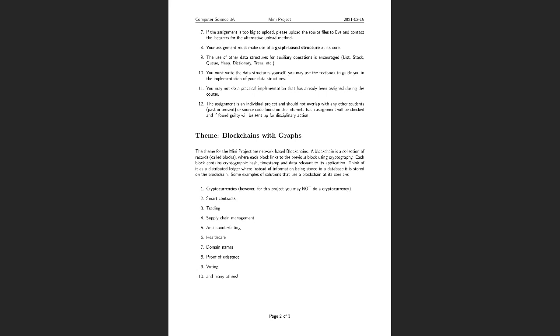So the theme for this year is blockchain with graphs. You have to implement a blockchain-based application using a graph as your core data structure. Blockchain is a collection of records called blocks, where each block links to a previous block using cryptography. Each block contains a cryptographic hash, timestamp, and data relevant to its application. You can think of it as a distributed ledger, where instead of information being stored in a database or in some central trusted repository, it's stored on this blockchain.